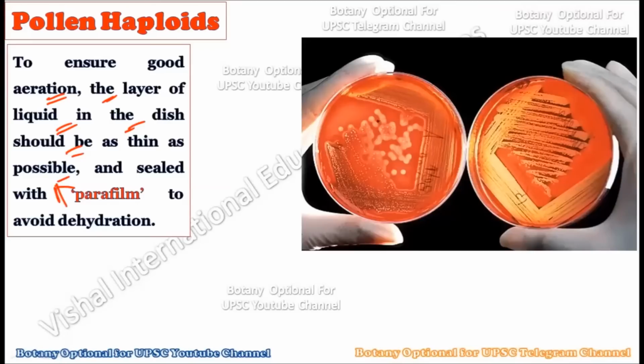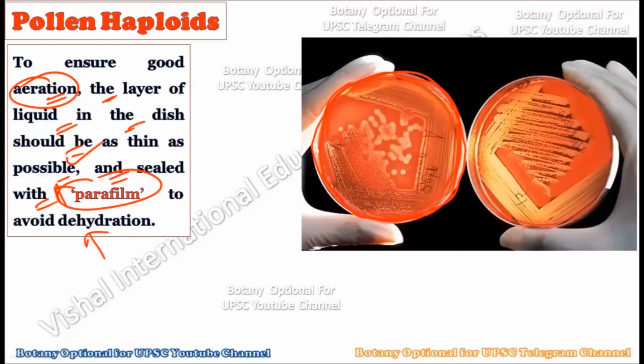Okay, so basically whatever the layers of the media are there on the petri plate, they should be as thin as possible, so that there is good aeration. Okay, and they should be sealed with the parafilm to avoid dehydration. So they should be covered with the parafilm, so that they do not get contaminated by the pathogens which are present in the environment or in the air.